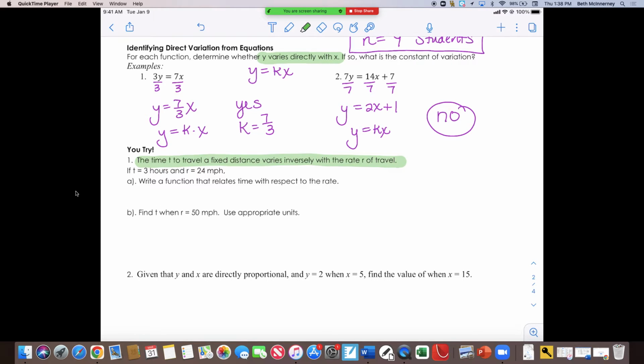So you're going to write your equation for inverse, plug in the pair of numbers to find k, the constant of proportionality, write the function, and then in part B, find t when r is 50. If you're a fast worker, go on to number 2. That one's direct proportion.